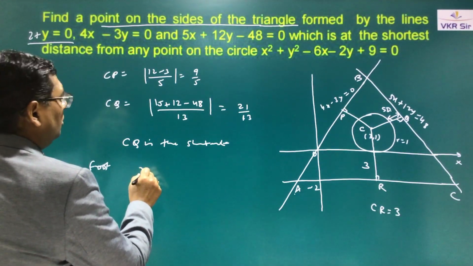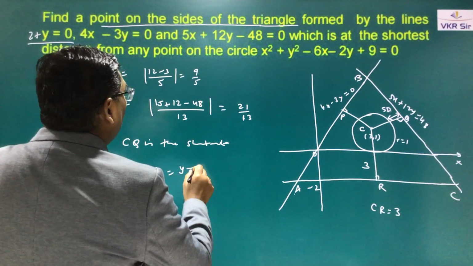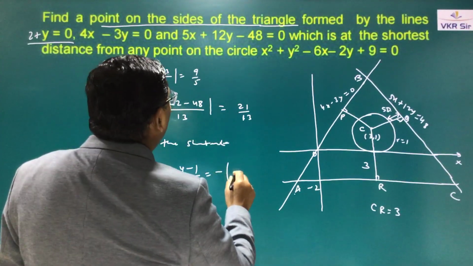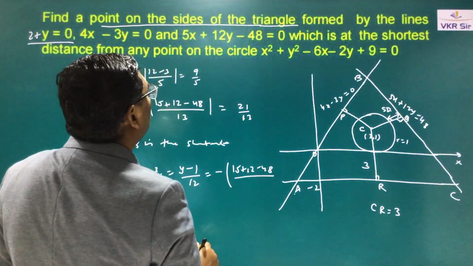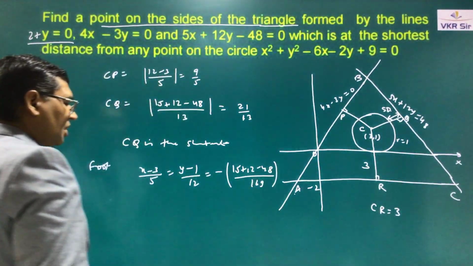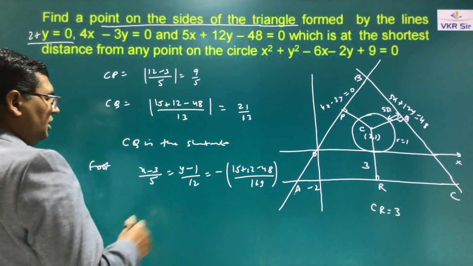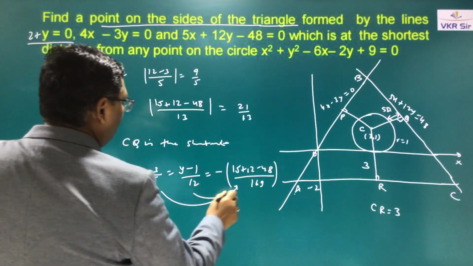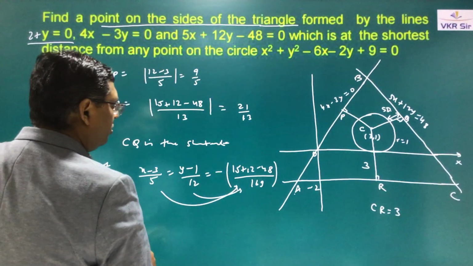So we have the formula for the foot, x minus 3 upon 5 equal to y minus 1 upon 12 equal to minus, we will put this coordinate into the line, 15 plus 12 minus 48 upon this square plus this square, which is 169. All right. If you solve this, you will be able to get the coordinates of Q. So I think you can simplify. This one we will calculate first, and then we'll calculate from here. So this will give you x and y both. So that will form the coordinates.